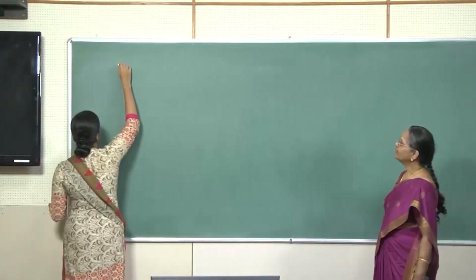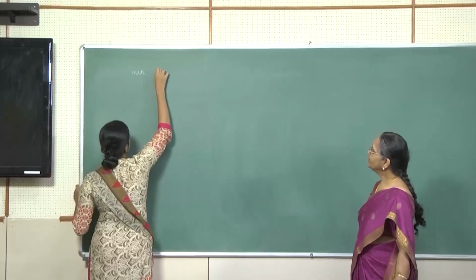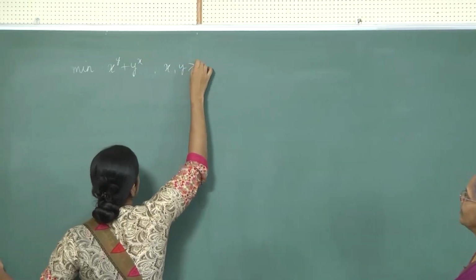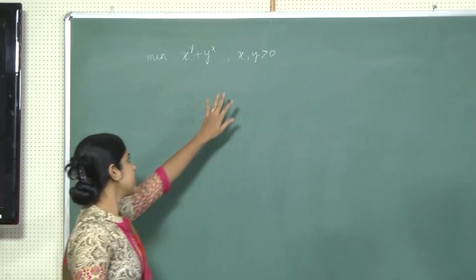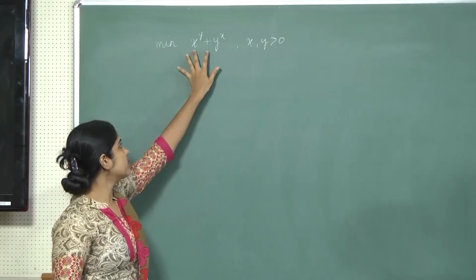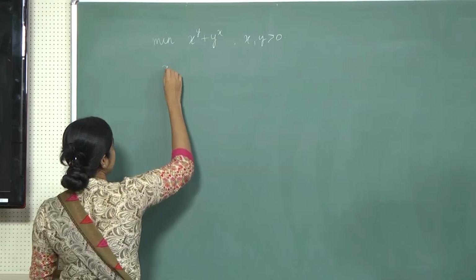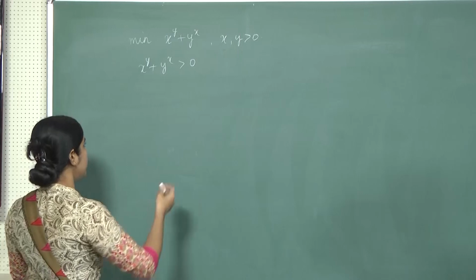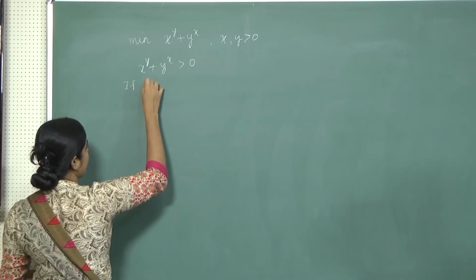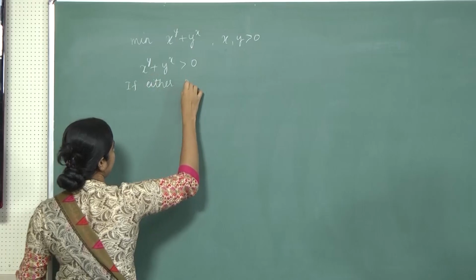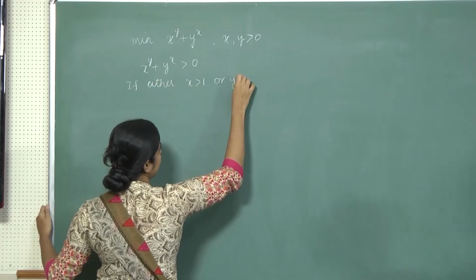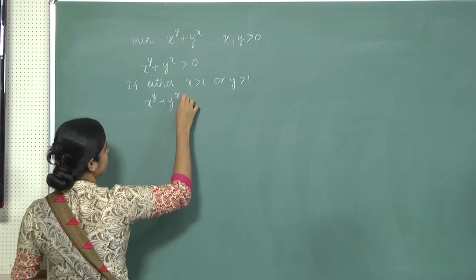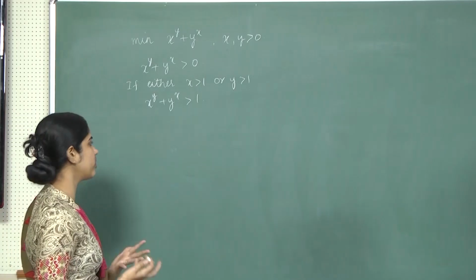Yeah, sure. So the question was find the minimum of x power y plus y power x, where x and y are both positive numbers. One thing is clear, since x and y are both positive, x power y plus y power x should be strictly greater than 0. This is obvious. And one more thing is, if x is greater than 1 or y is greater than 1, if one of them is greater than 1, we can see that x power y plus y power x should be greater than 1. Then we couldn't proceed.